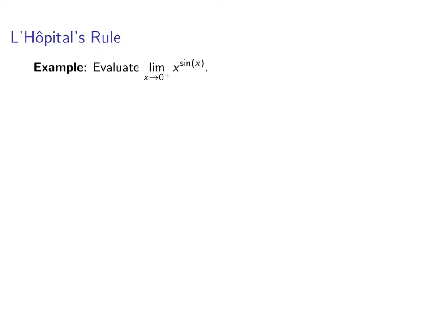Hello, calculus fans! Let's try to evaluate the limit as x approaches 0 from the right of x raised to the sine x power. This is of type 0 raised to the 0 power. X is going to 0, sine x is going to 0. And 0 to the 0, if you just take it literally, is undefined, which means we don't really know what this limit is doing.